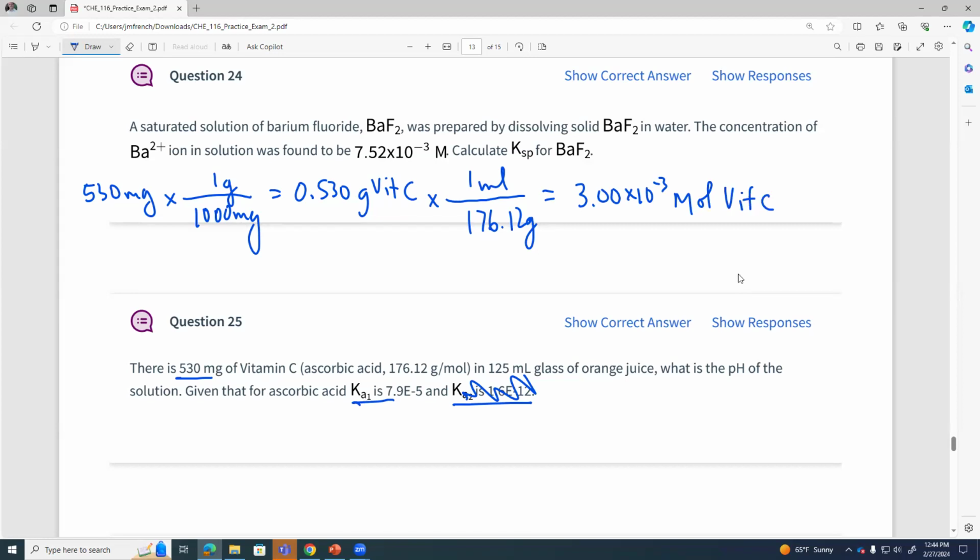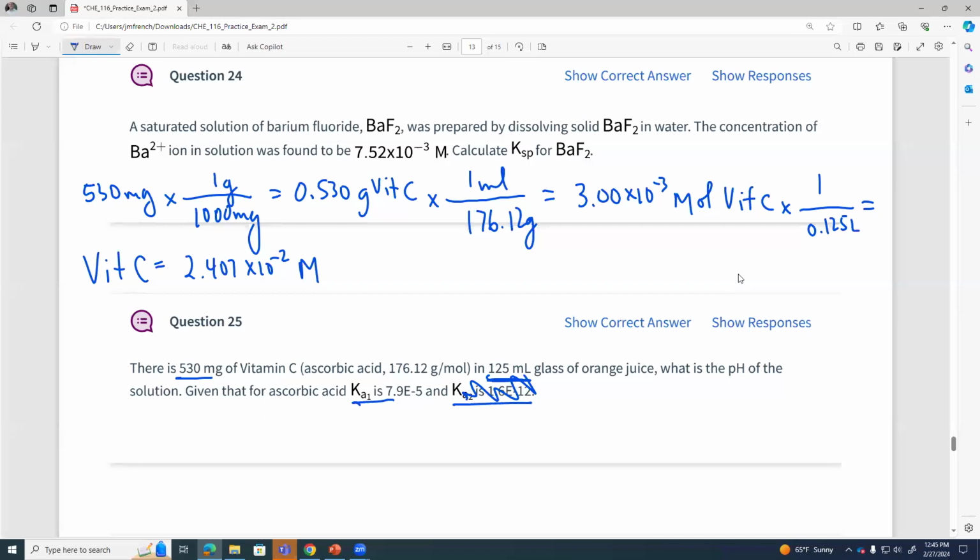Vitamin C. How do we turn this into a molarity? Yeah, Carly. Yeah, to find molarity, we need to incorporate volume. So 125 milliliters, which is 0.125 liters. Now I'm going to have concentration. So divide this by 0.125. And my vitamin C concentration is about 2.407 times 10 to the minus 2 molar.